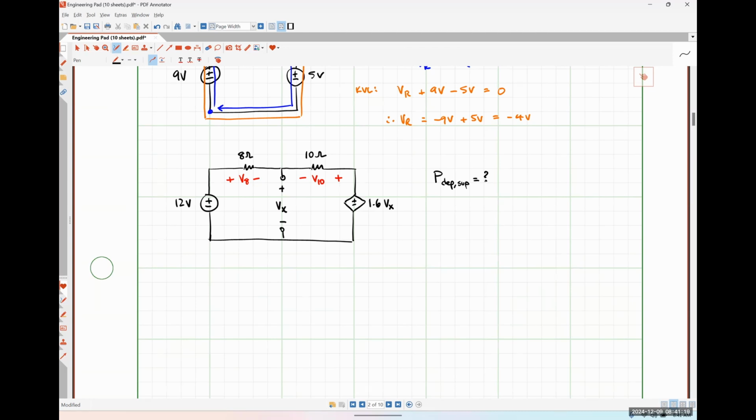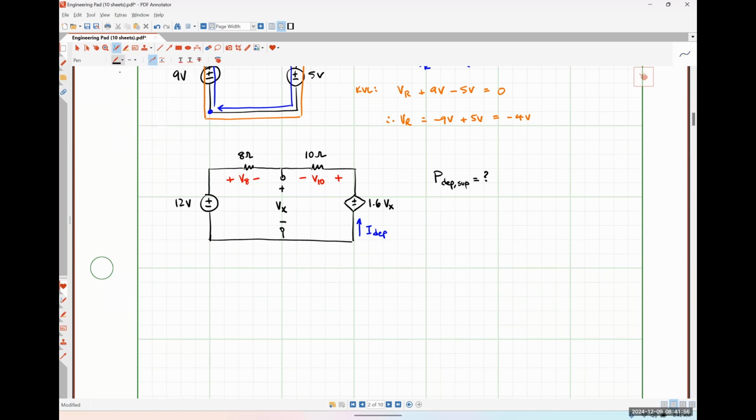So if we want the power supplied by a source, what two pieces of information are we going to need to know? Let's start there. The voltage drop across the source and the current flowing through the source. Okay. So I want you guys to choose a direction for the current flowing through the source. Up or down? Up. Okay. So this will be the current I dependent.